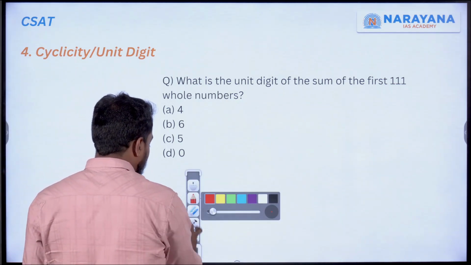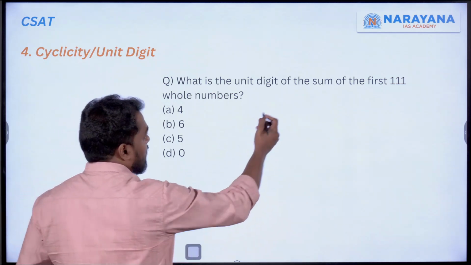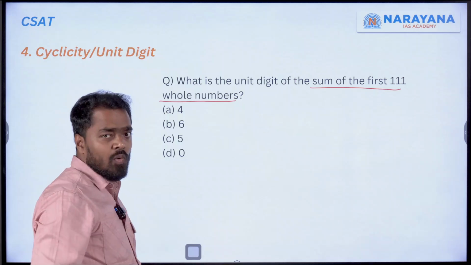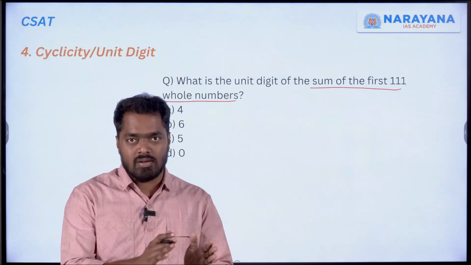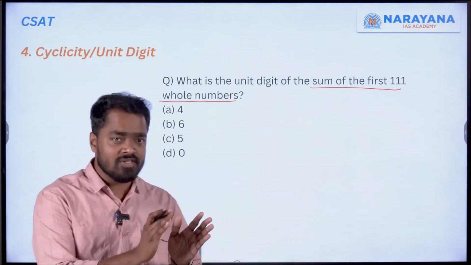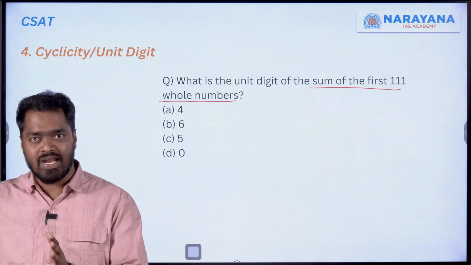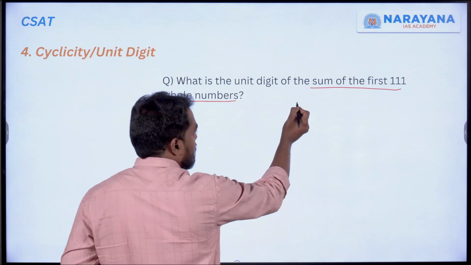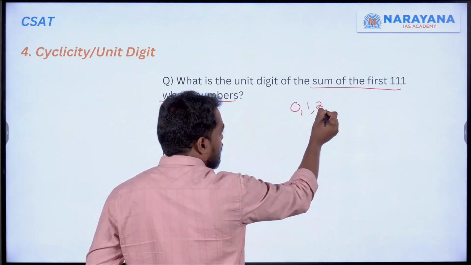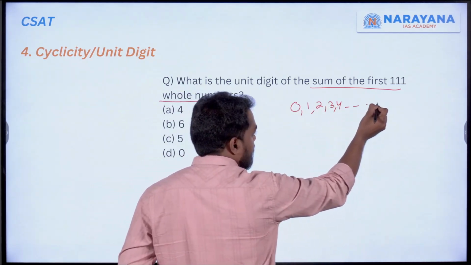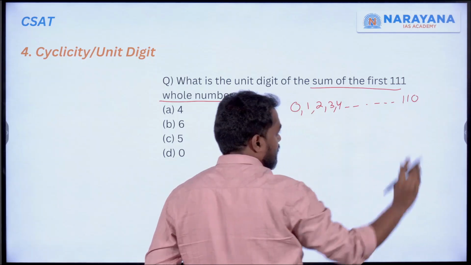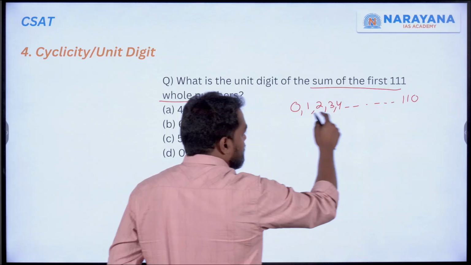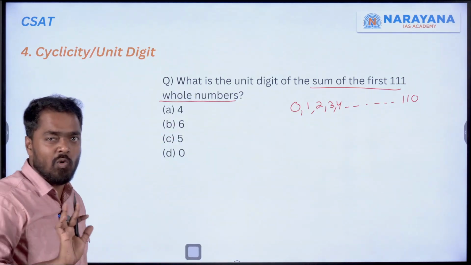Okay, let's solve this question. They are asking the sum of the first 111 whole numbers. What are whole numbers? Natural numbers plus 0. So they start with 0, 1, 2, 3 and so on. So what are the first 111 whole numbers? They are 0, 1, 2, 3, 4 and so on up till 110. Understood? So there are 110 natural numbers plus 0. They are 111 whole numbers.